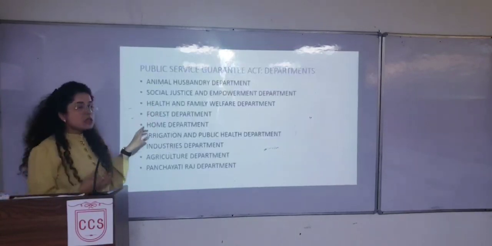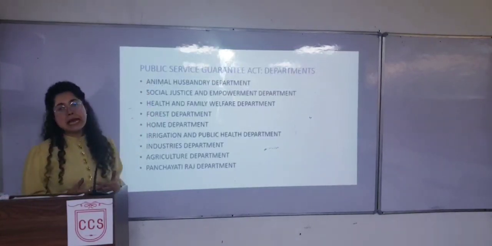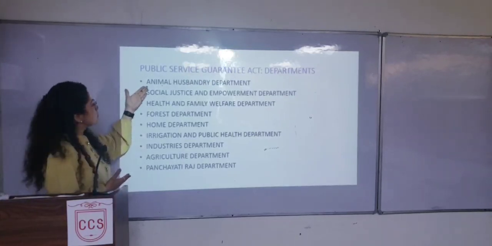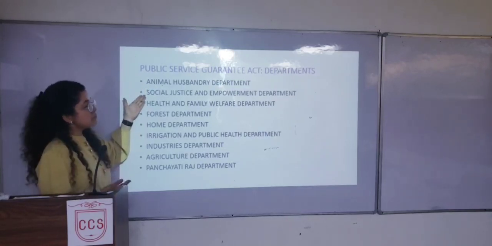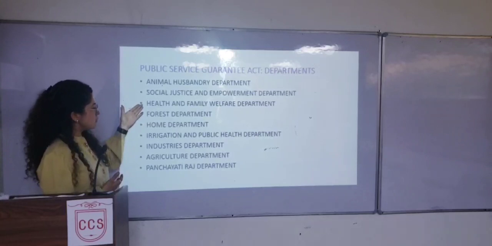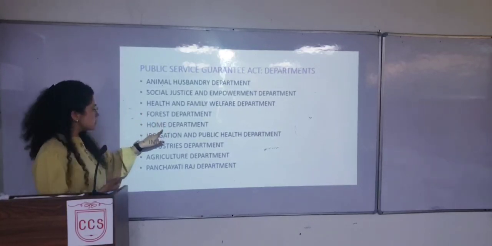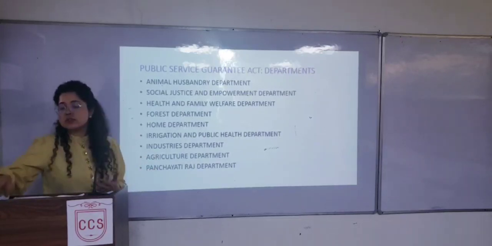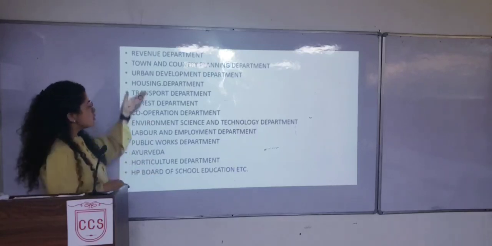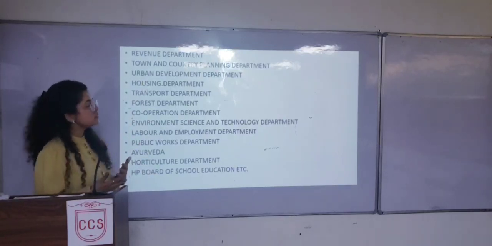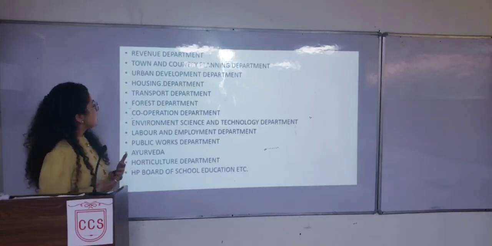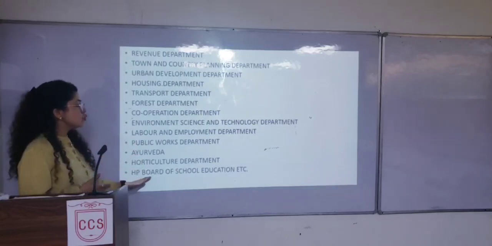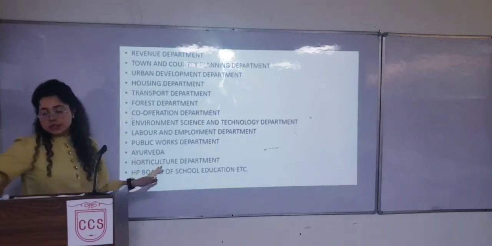Let us see which departments are part of this Public Service Guarantee Act, specifically Himachal Pradesh related. Various departments are there, like the Animal Husbandry Department, Social Justice and Empowerment Department, then Health and Family Welfare Department, Forest Department, Home Department, Irrigation and Public Health Department, Industries Department, Agriculture Department and Panchayati Raj Department. So this is the list where around 29 departments are incorporated into the Himachal Pradesh Services Guarantee Act, like the Transport Department, Corporation Department, Horticulture Department and HP Board of School Education. So these are all incorporated into this act.